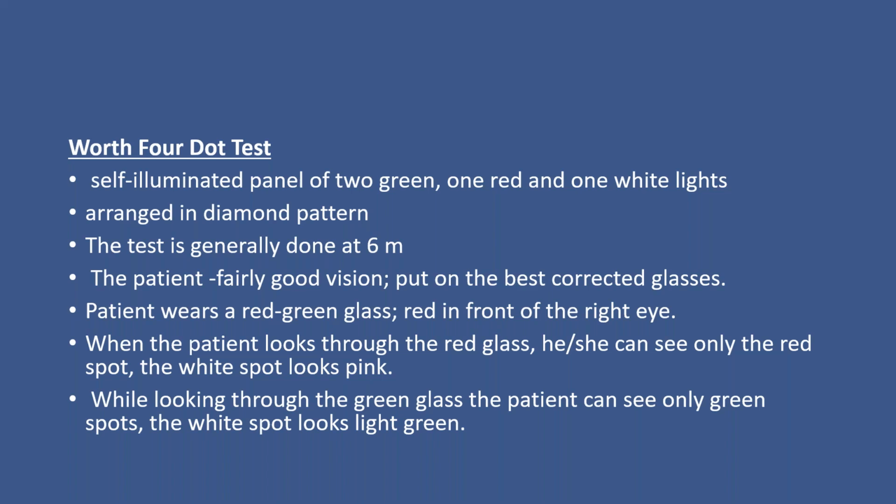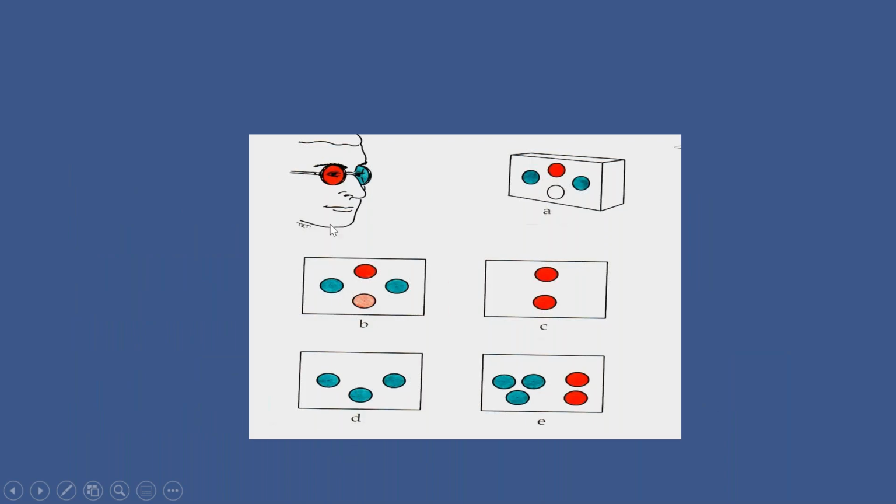Okay, and when the patient is looking only through the green glass, he'll obviously be able to see all the green images, whereas the white spot will look light green, right? So this is how a person who has normal binocular vision will see it. There's going to be one red spot, two green spots, and a slightly pinkish spot at the bottom.